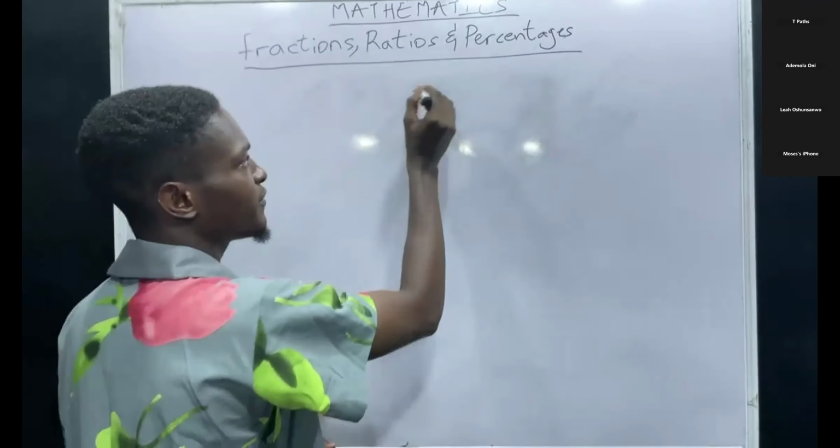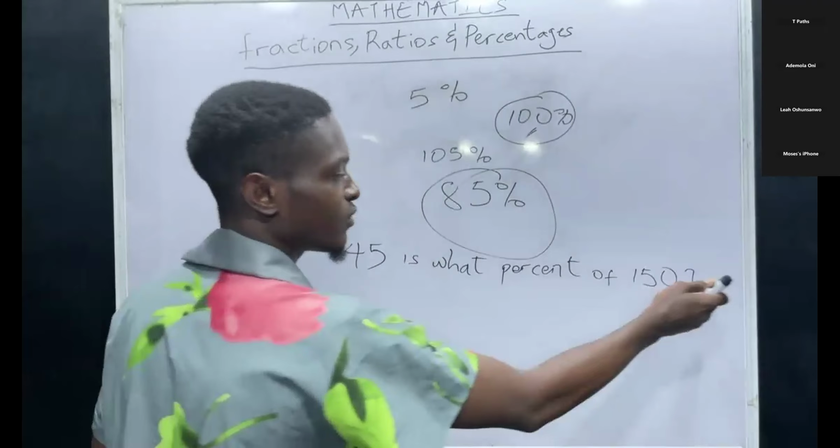Let's take, for instance, you are given a simple question like this. You are told, let's say, 45 is what percent of 150? Look at it, I'm giving two different numbers now, and I'm told 45 is what percent of 150. So definitely, I'm looking for a percentage, whatever I'm having will be in percentage. What do you do here?